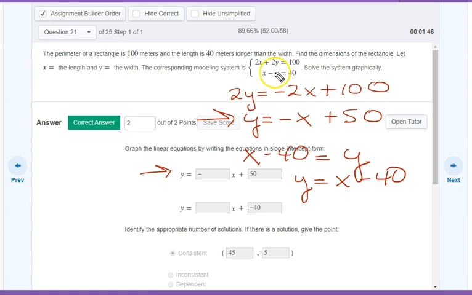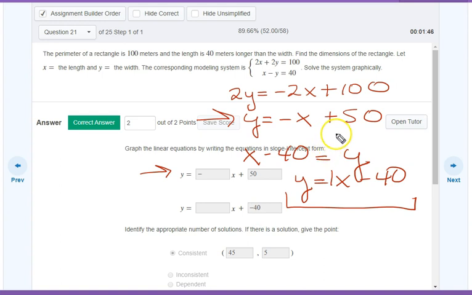And then what I did is I transposed the y to this side, got a positive y. Transposed the 40 to this side, got a negative 40. And then rewrote it in this form. And again, there's a 1x there, but you don't put the 1. So you would leave that blank. And then in this box, a negative 40.